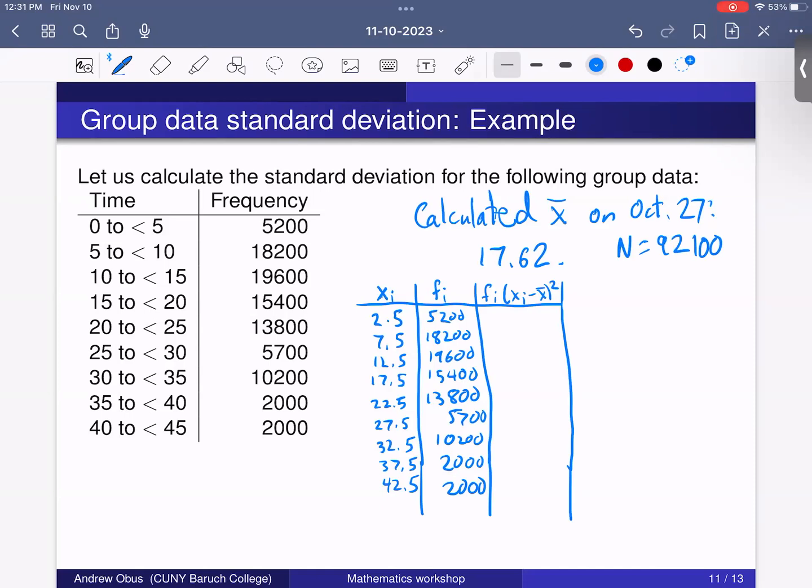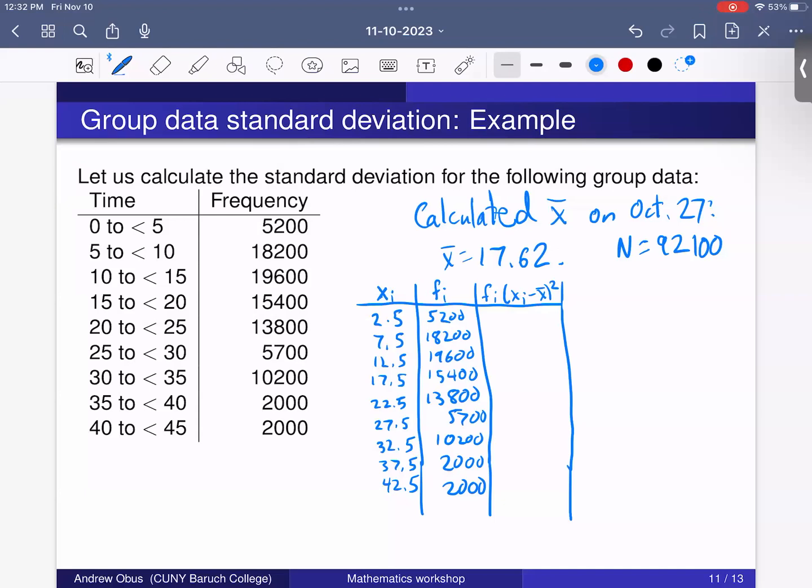Okay, so now we need to calculate all these squares. I'm just going to do the entire calculation at once. I'm just going to write it down over here, so I'm just going to give you the answer. Remember, it's xi minus x bar, right? So this x bar is equal to 17.62. So I'm going to have 5,200 times 2.5 minus 17.62 squared.